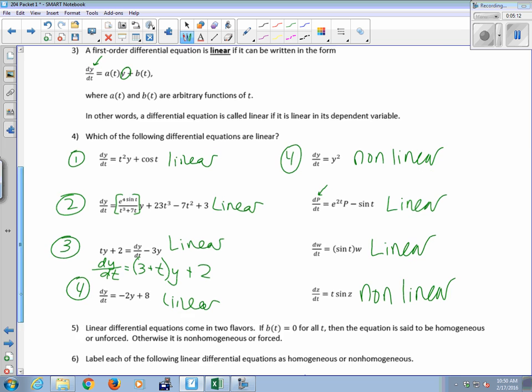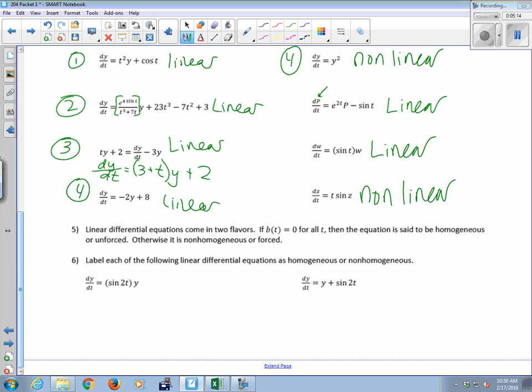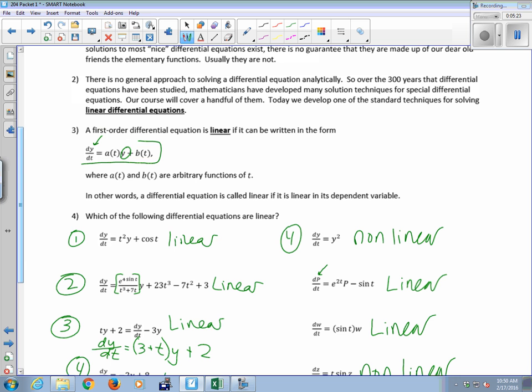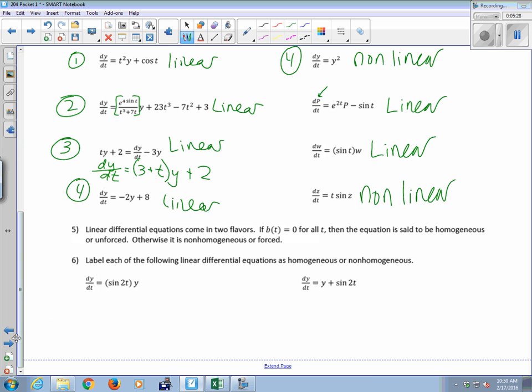All right, linear differential equations come in two flavors. If b of t is 0, there is no plus some stuff with t's. So when you're looking at this formula, a of t times y plus b of t, if that guy's gone, right, if there is no plus b of t, then we call the equation homogeneous. Also, we sometimes call it unforced. Otherwise, it is non-homogeneous or forced. Okay. All right, so of each of these, one is homogeneous, one is non-homogeneous.